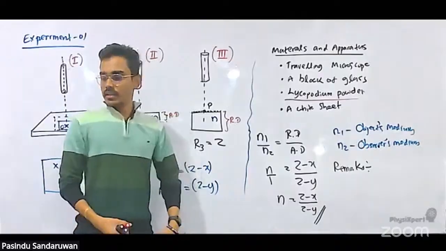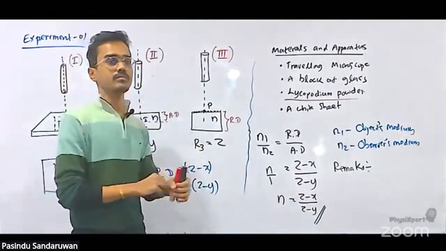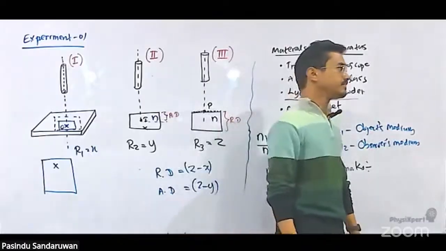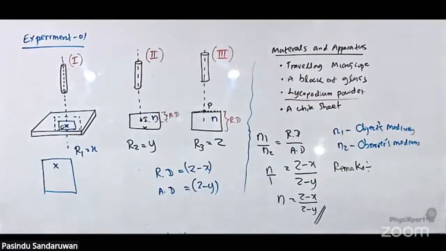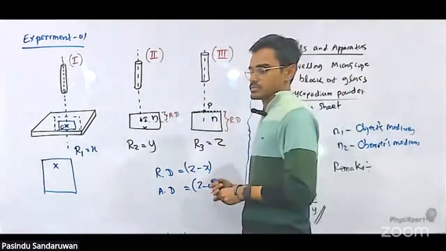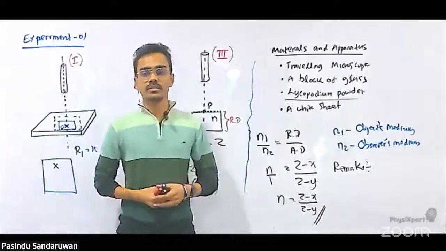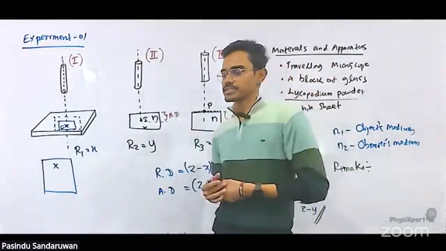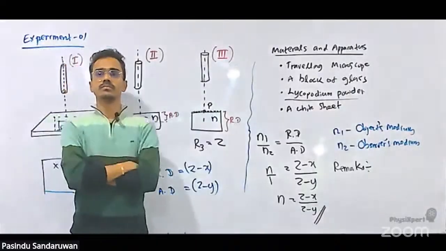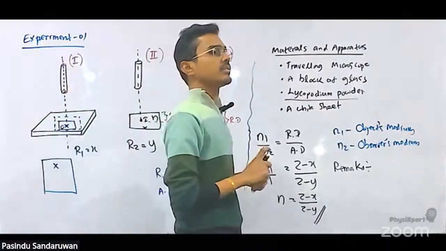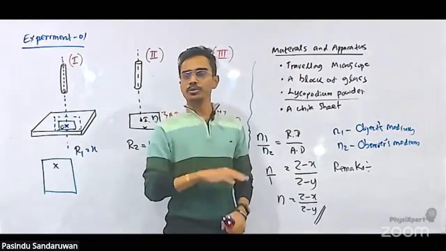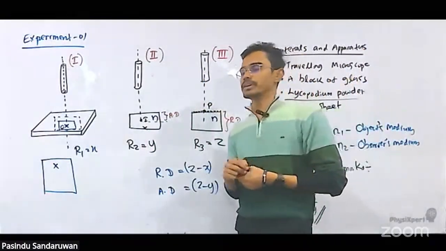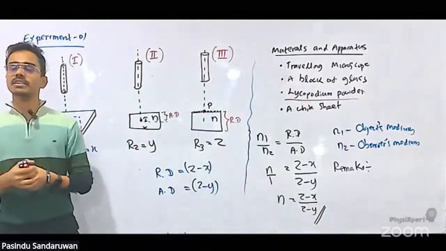Okay, next one. When moving the traveling microscope after taking the first reading, only vertical adjustments should be used, within brackets.